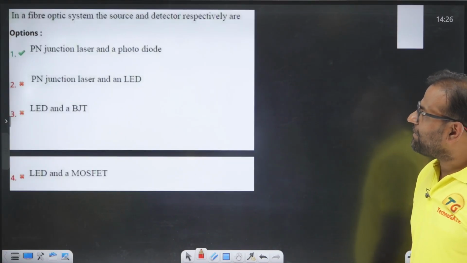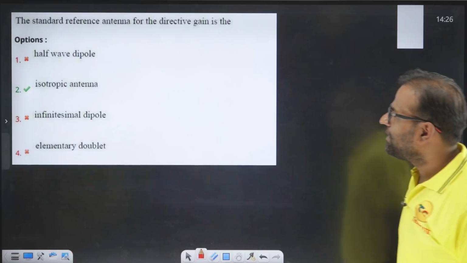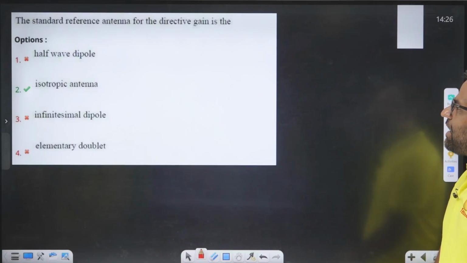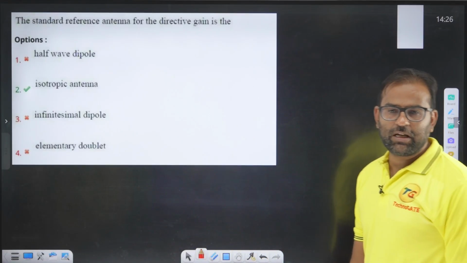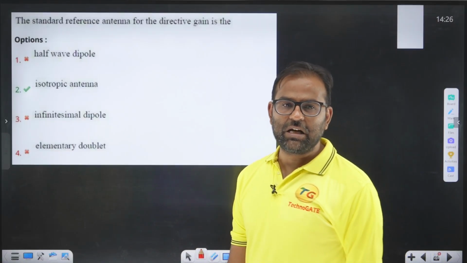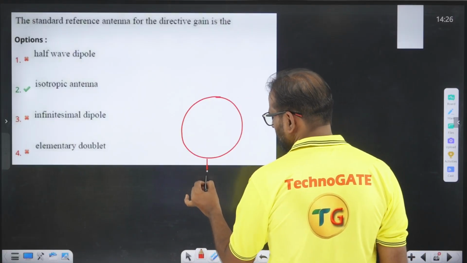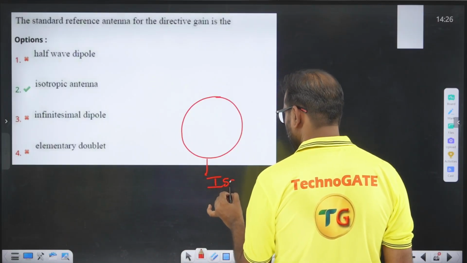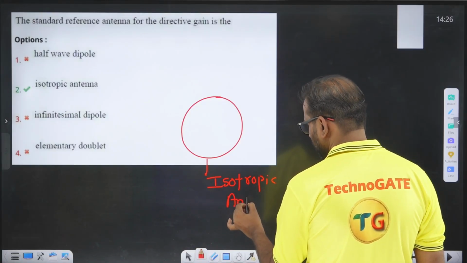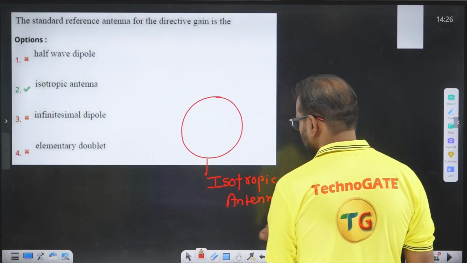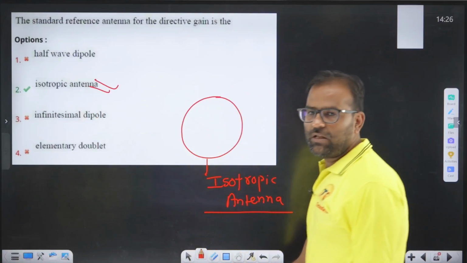The fiber optic system and source detector, PN junction and photodiode. Always remember the standard reference antenna for the directive gain. There is one hypothetical antenna, and that antenna is known as isotropic antenna, which radiates equal in all direction. This is known as isotropic antenna or point radiator, which radiates equal in all direction.